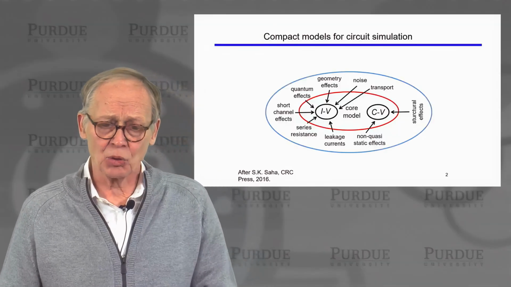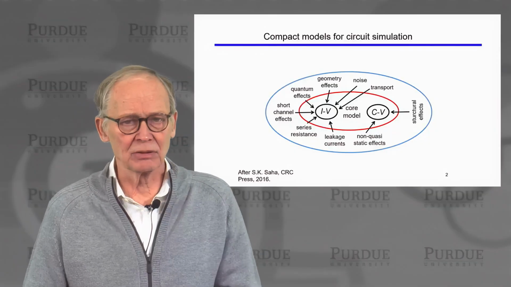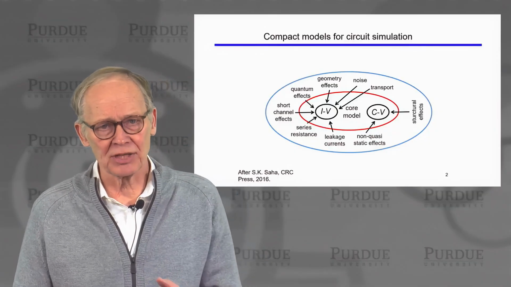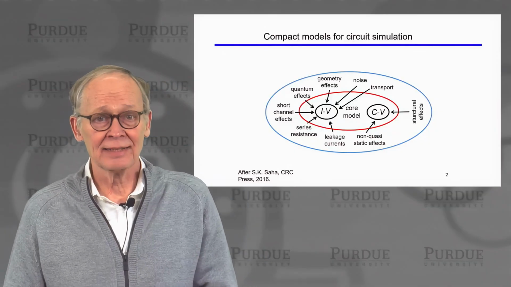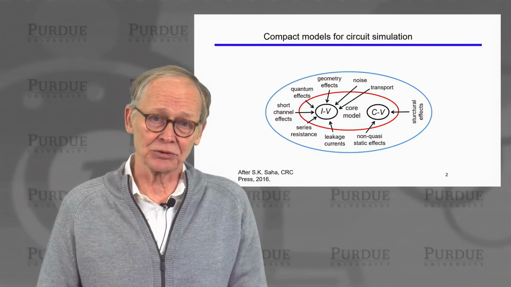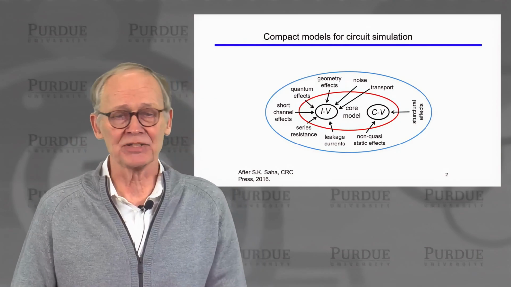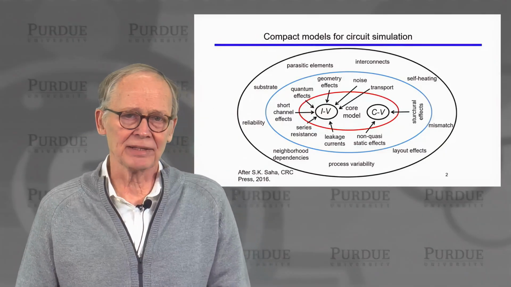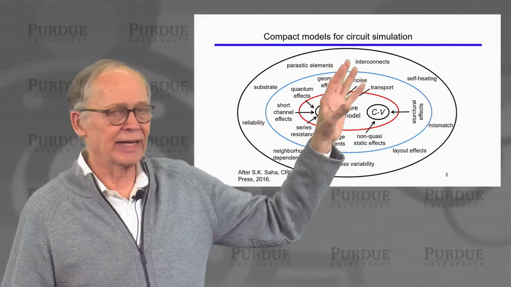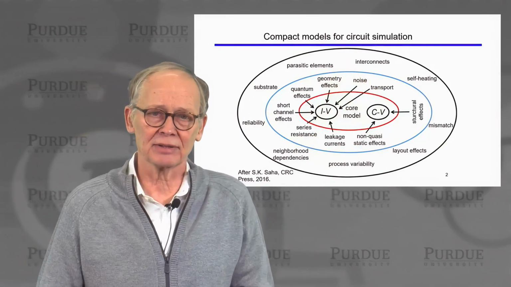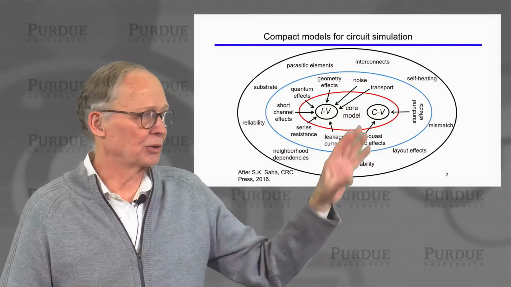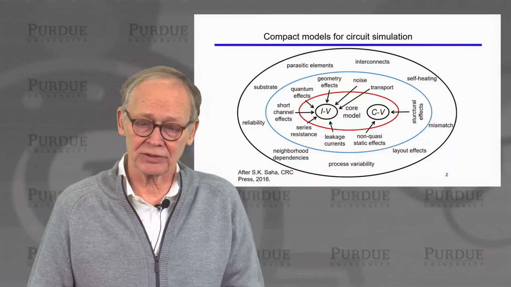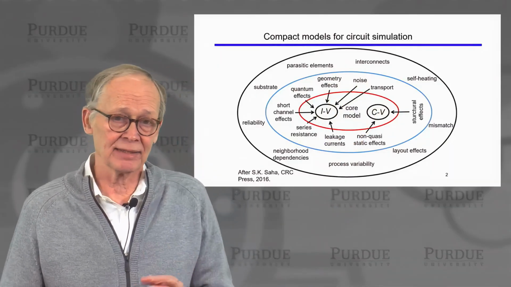Well, that gives us our core model if we include all of those effects. So that's quite a large number of effects in addition to the ones that we've discussed in this course, which was focused on the basic operation of the transistor itself. But then the transistor is embedded in a circuit. The interconnects connect one transistor to another or one gate to another. They're critically important for the operation of the circuit and system. There are many other effects.